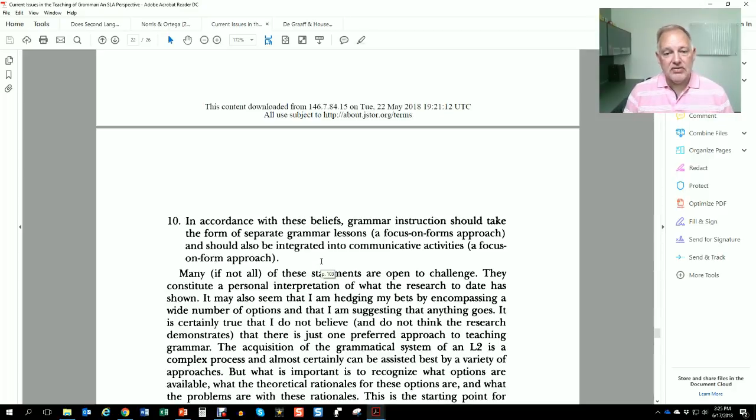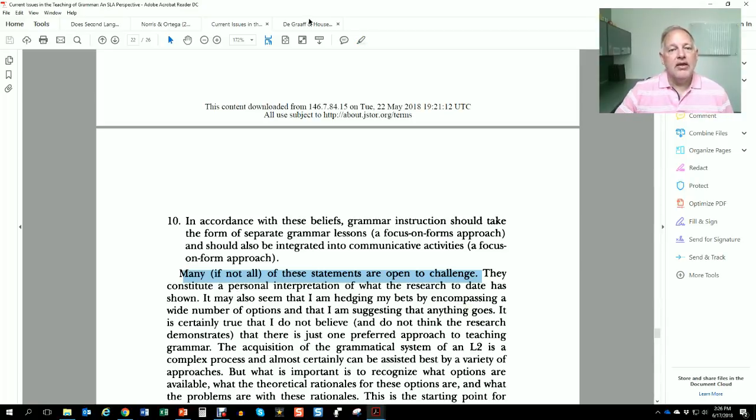In accordance with these beliefs, grammar instruction should take the form of separate grammar lessons, a focus on forms approach, and should also be integrated into communicative activities. So both focus on forms are okay, again with a communicative component, and also a more integrated communicative approach or a focus on form is recommended. So like he says here, and this is very important, many, if not all of these statements are open to challenge. So the book has not been written, the final verse has not been sung, right? There's still a lot of debate on the effectiveness of grammar instruction and how to best do that and what factors affect it.